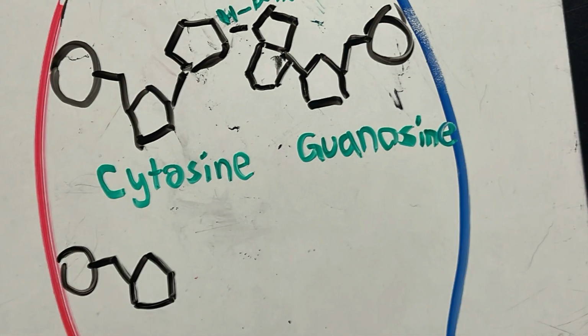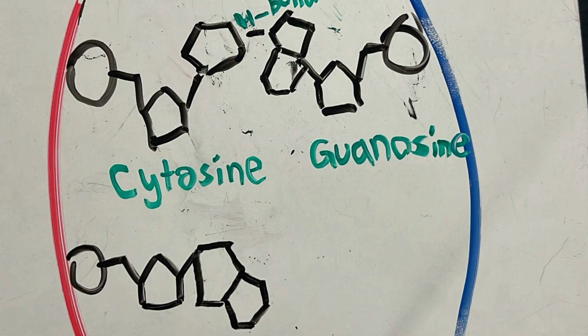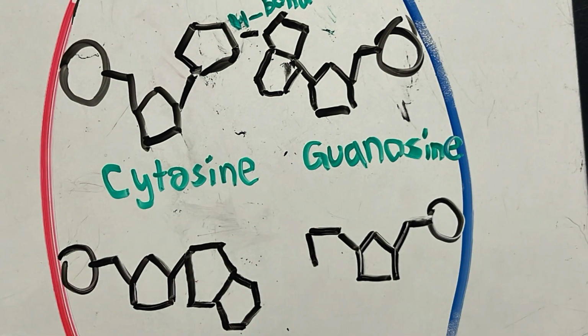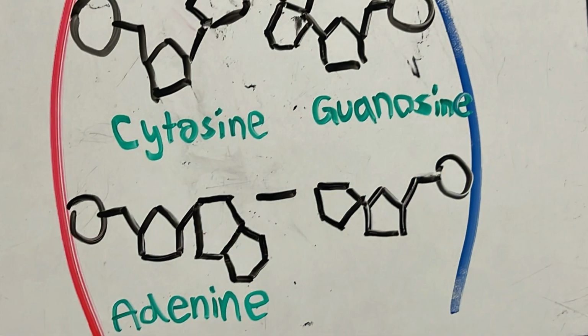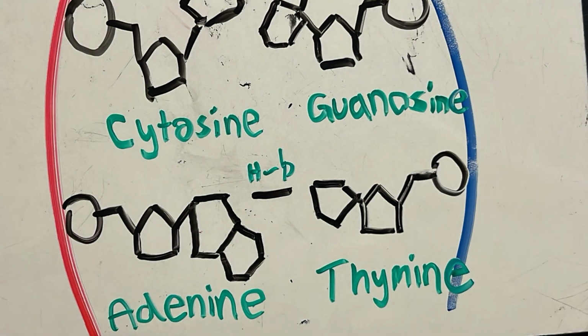These bases pair in a specific way. Adenine always pairs with thymine, and cytosine always pairs with guanine. These pairs are held together by hydrogen bonds.